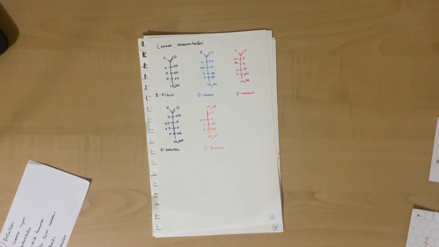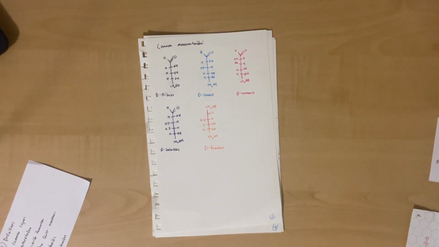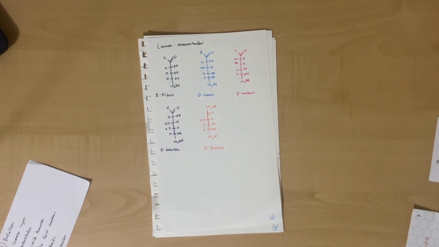And therefore, it can't be at the very top because it has to have some other carbon attached to it, so that's why it's placed where it's placed. Next, I want to talk about what the D means. So the D stands for dextrorotatory.